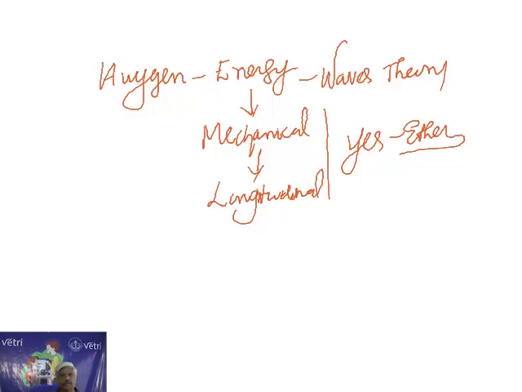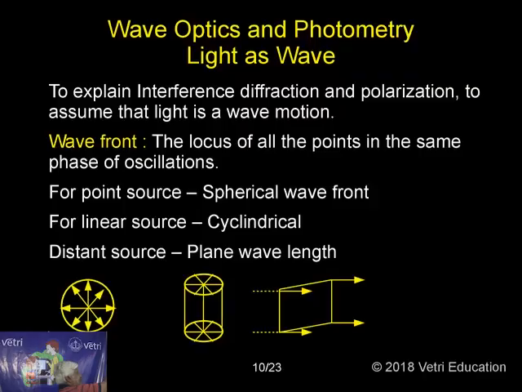Again the question was raised to him, what is ether? So many questions were asked to him, so he wanted to escape from that. If you accept my theory, I will explain it. So only then did the scientist boldly explain the theory, which I have given in the slides: to explain interference, diffraction and polarization, assume light as a wave motion.